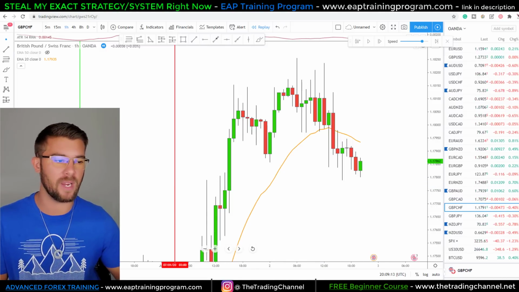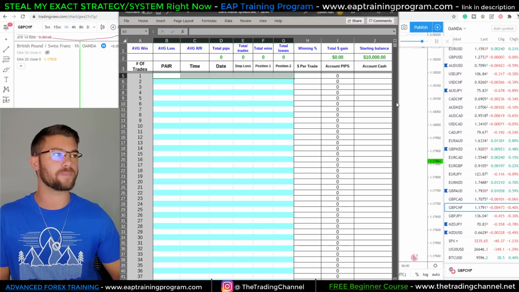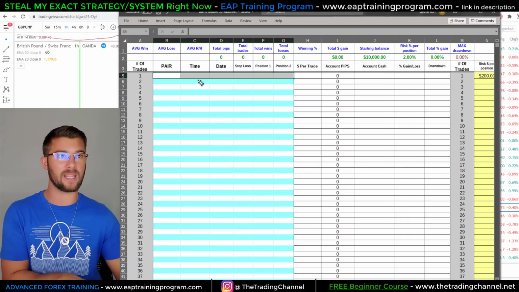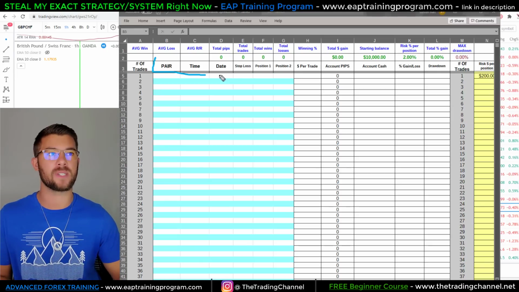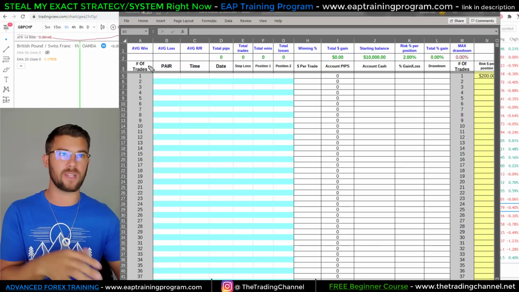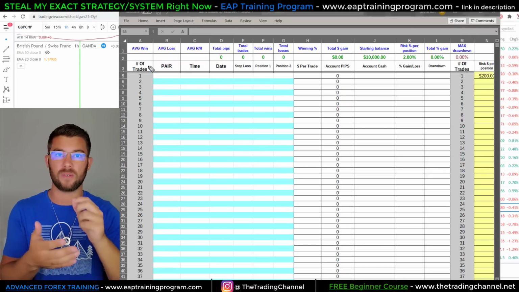That spreadsheet, by the way, looks like this. This is my personal spreadsheet that I use for backtesting. As you can see, what I like to look at is what pair I am trading, what time, what date, my stop loss, and my target or targets if I'm trading two positions. You can create a spreadsheet like this, or you can document your trades by hand.